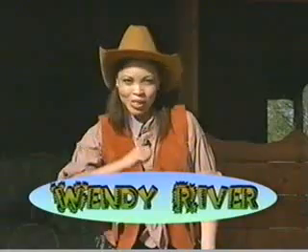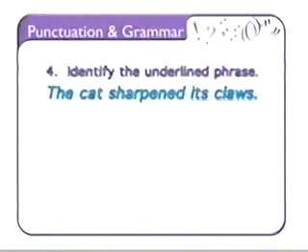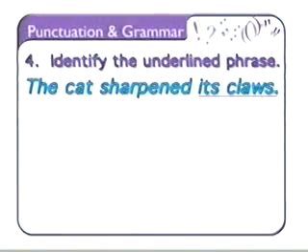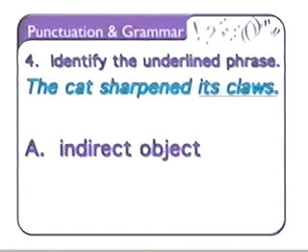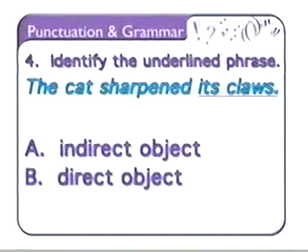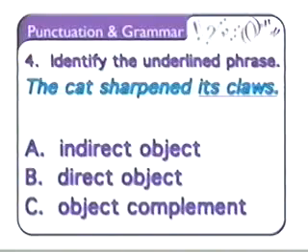Howdy everyone, Wendy River here to present the first question in our roundup. Here it comes. Identify the underlined phrase. The cat sharpened its claws. A, indirect object. B, direct object. Or C, object complement. How'd you do, partners? Write down your answer and let's mosey on down to the next question.